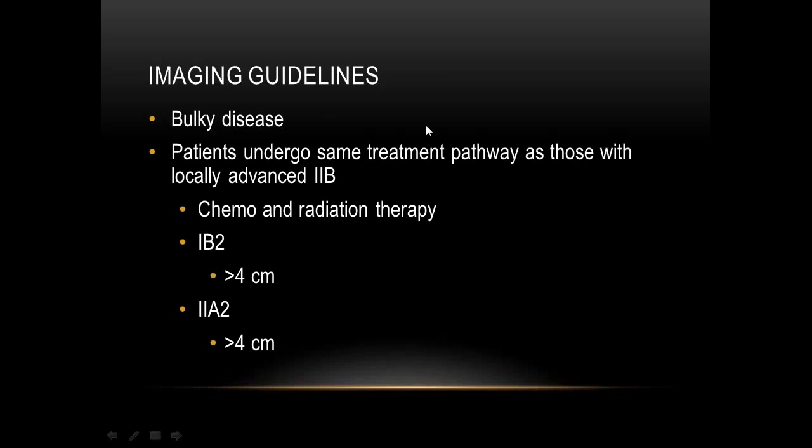Imaging also helps define how large the disease is. Is it defined as a bulky disease? The measurement of cervical cancer is very highly specific on MRI. If a patient has a bulky disease greater than 4 centimeters, they are treated like a stage 2B, like a patient who has parametrial involvement. They're best treated with chemo and radiation therapy. There's increased morbidity when they try to take patients with bulky disease to surgery.